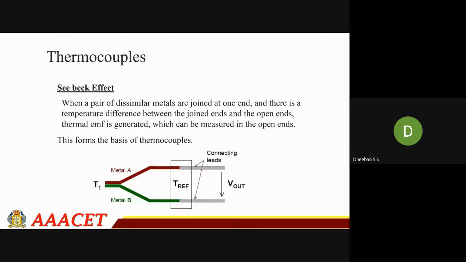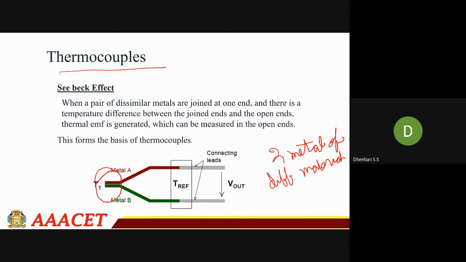Next, coming to thermocouples. The thermocouple is based upon the Seebeck effect, which you might already know about. You take two metals of different materials and connect them together. What happens is that due to the change in temperature in the two metals, there will be a potential drop.